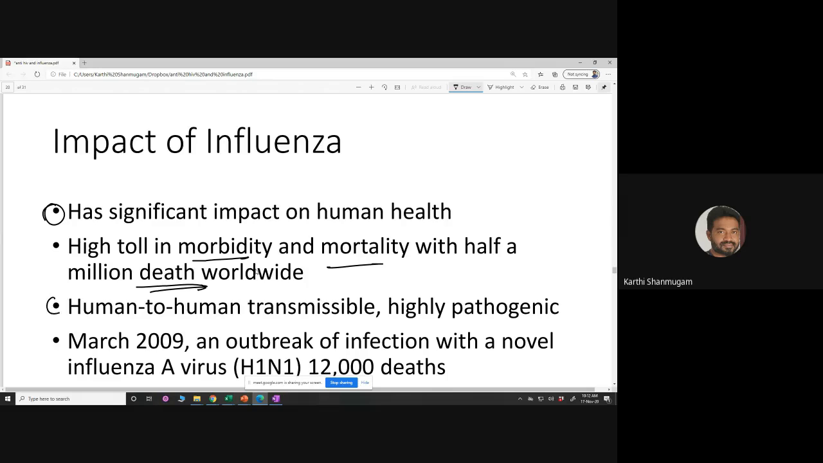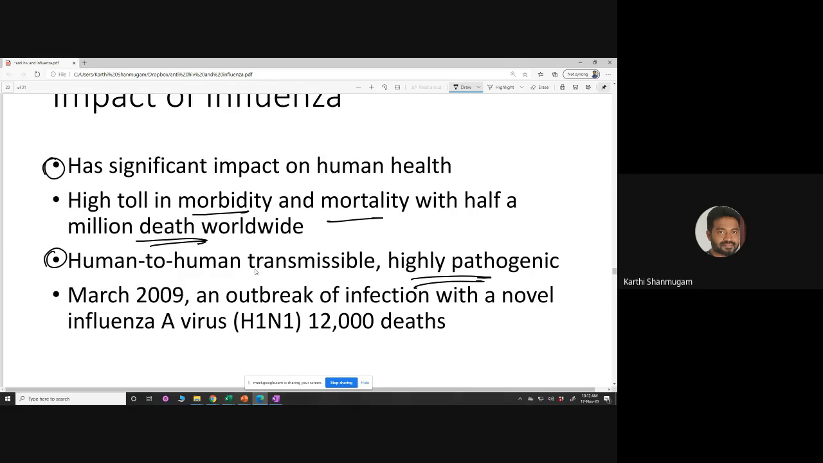So this virus is human to human transmissible. Not all viruses are human to human transmissible. Some viruses can transmit from other animals to humans, and only some types can be transmitted from human to human. This is considered one of the viruses which is very easily transmitted from one human to another, and highly pathogenic, just like coronavirus.